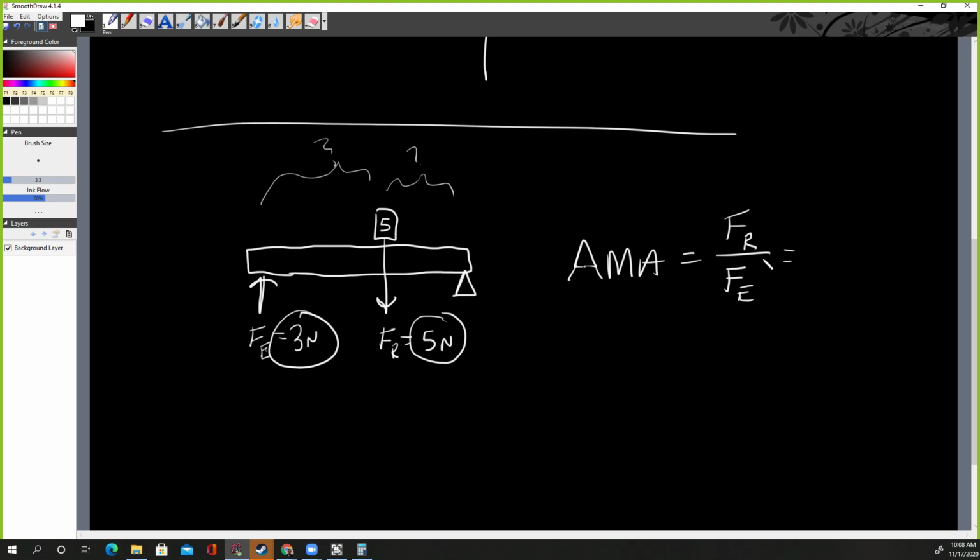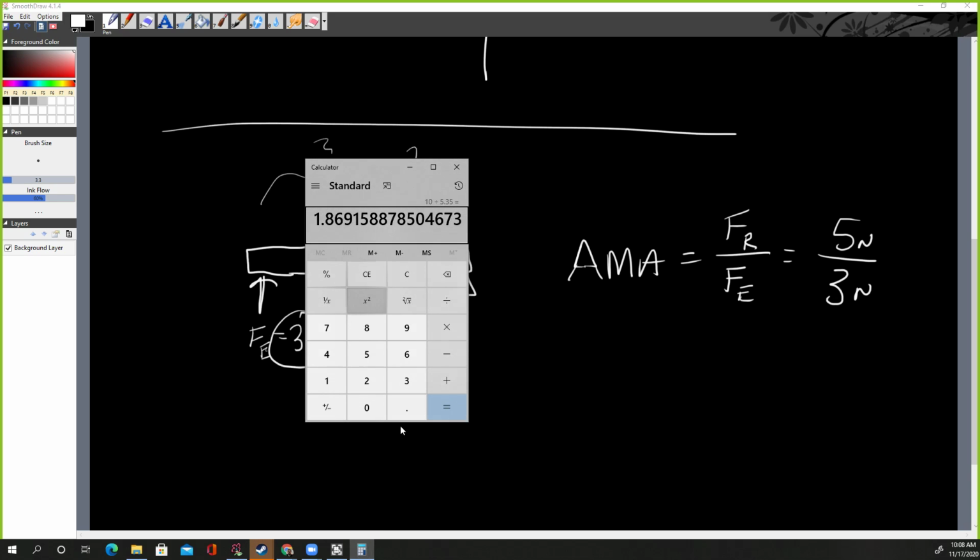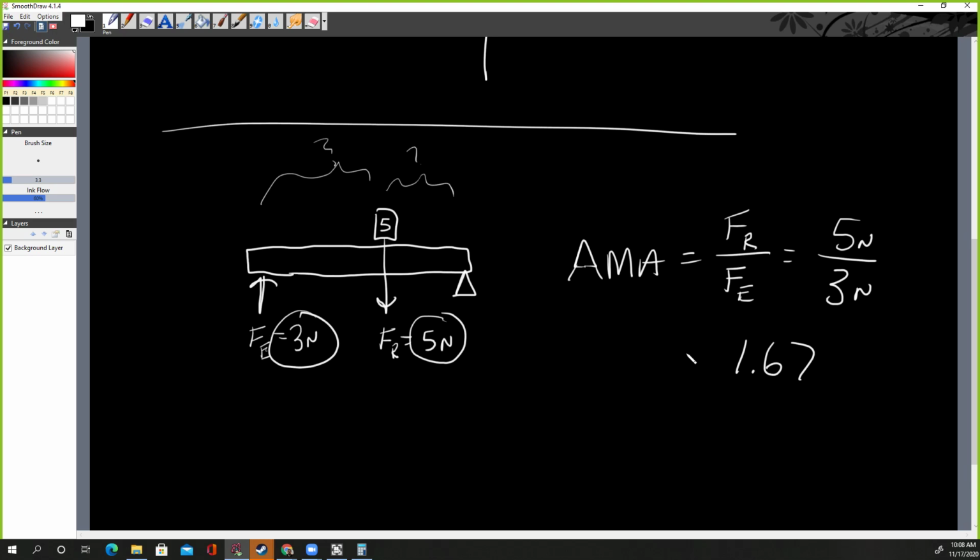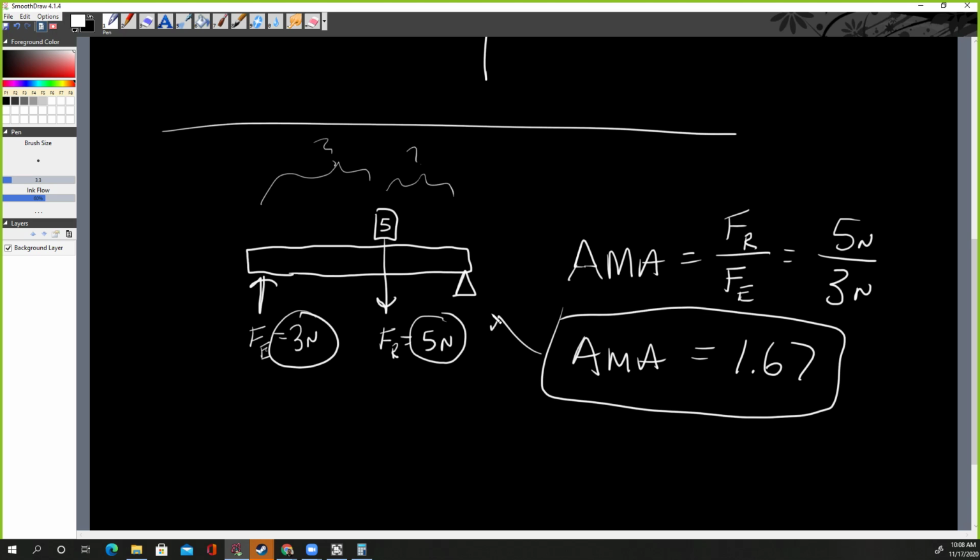And so force of resistance is 5 newtons, and the force of the effort is 3 newtons, and it's pretty much 5 divided by 3. If I clear this out, I get 5 divided by 3 is equal to 1.67 if we round it. And that's the actual mechanical advantage of that machine right there when I used it.